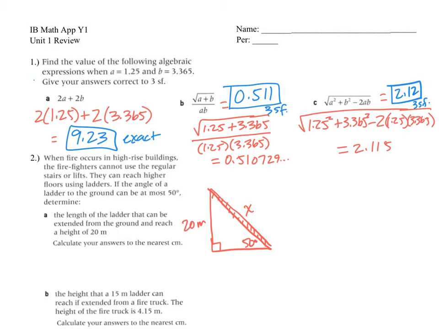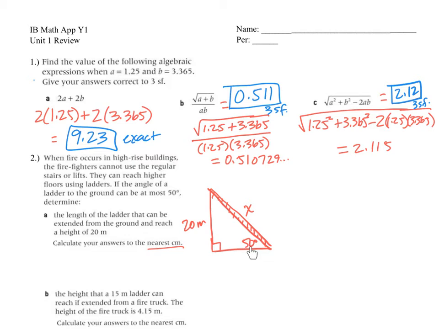In problem number 2, we have a ladder that must make a 50-degree angle with the ground, and part A asks us to find how long must that ladder be to reach 20 feet up the wall and have a 50-degree angle right here. Notice the direction says calculate your answer to the nearest centimeter, so that's important to pay attention to, nearest centimeter.